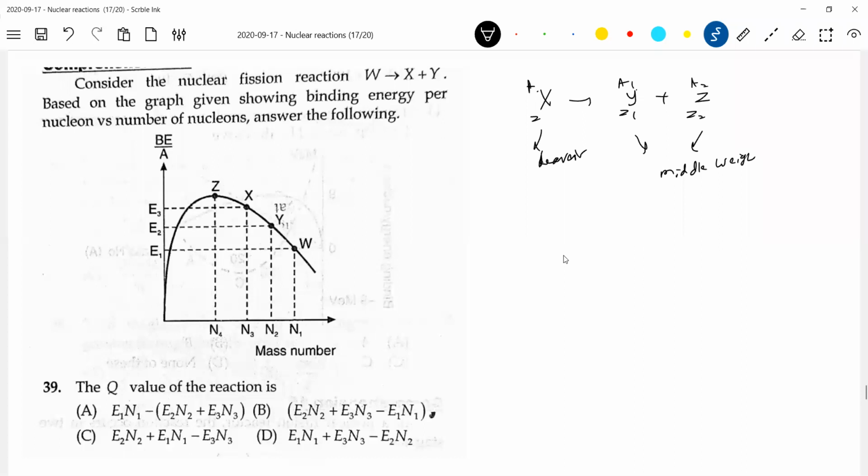Now it is asking, consider the nuclear fission reaction, W becomes X plus Y. Based on the graph shown, binding energy per nucleon versus mass number, answer the following. What is the Q value of the reaction? So W is the parent, and X and Y will become the daughters. And now what is the binding energy? Binding energy per nucleon of the parent is E1 per nucleon. How many nucleons are there? N1. So shall we write E1 into N1 as the binding energy?